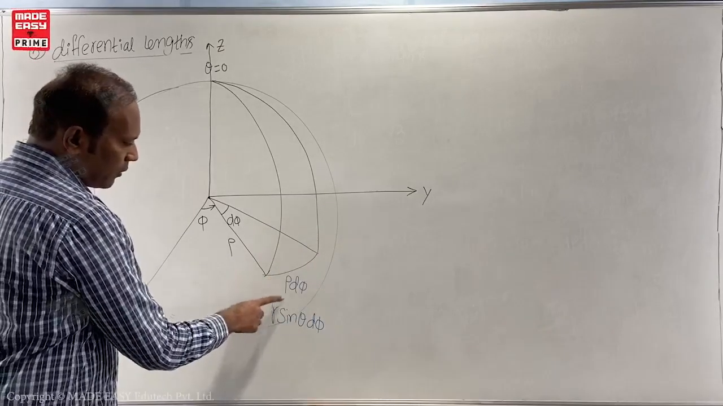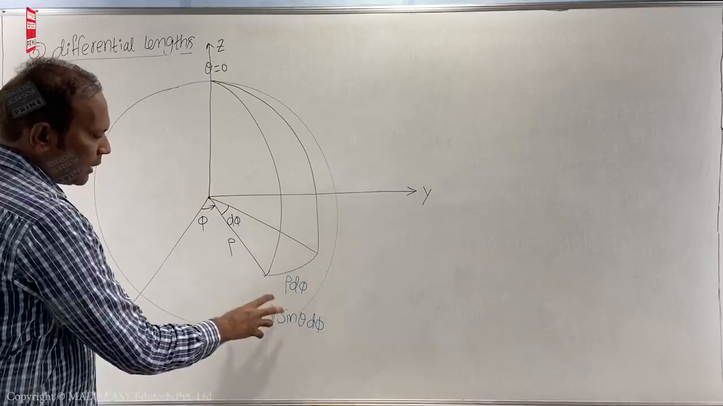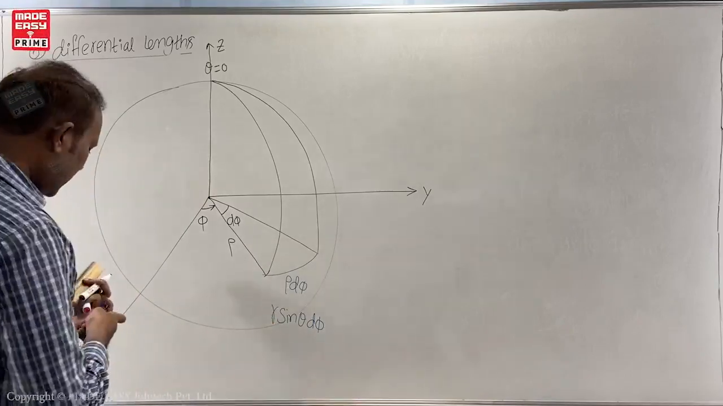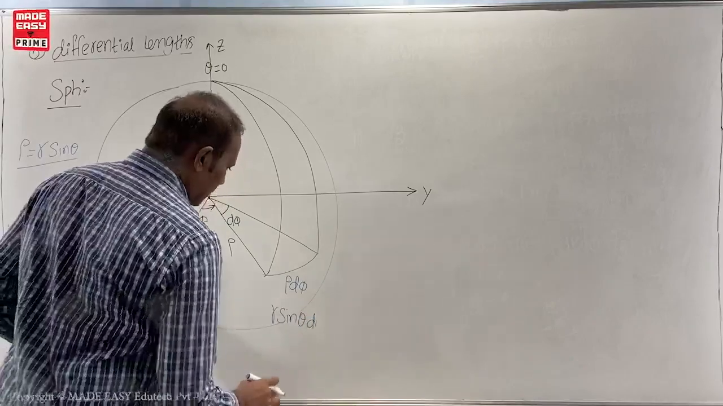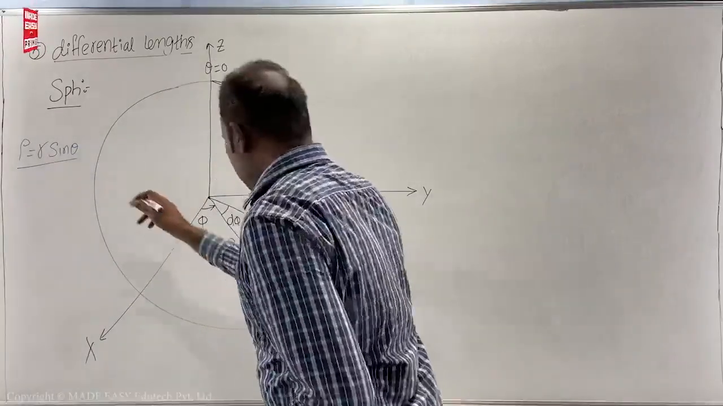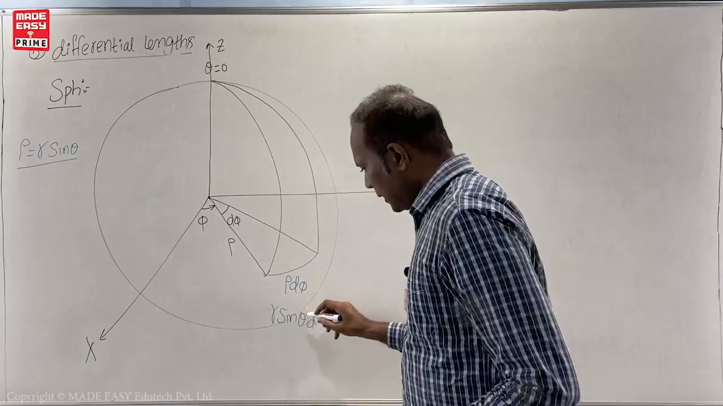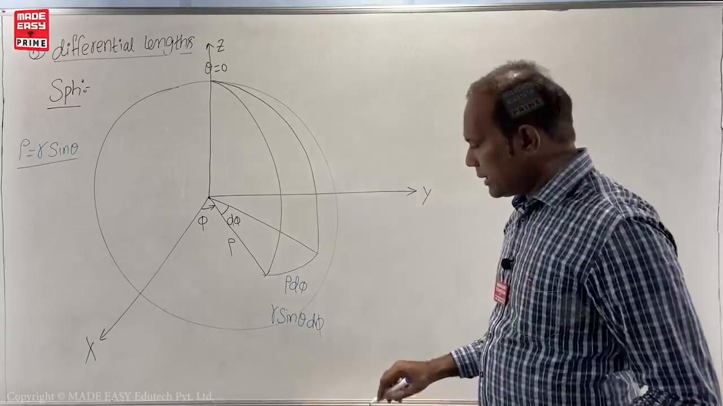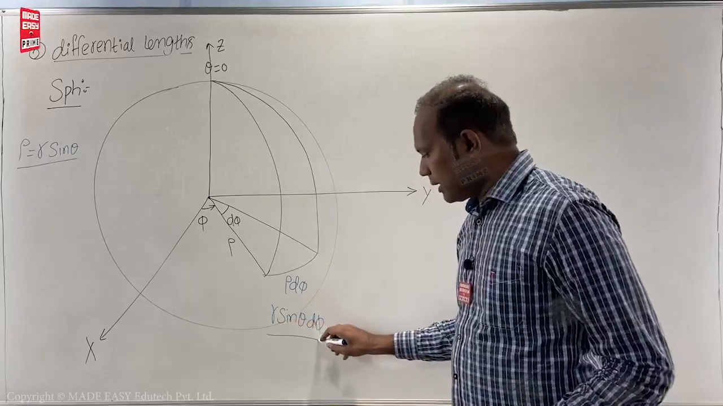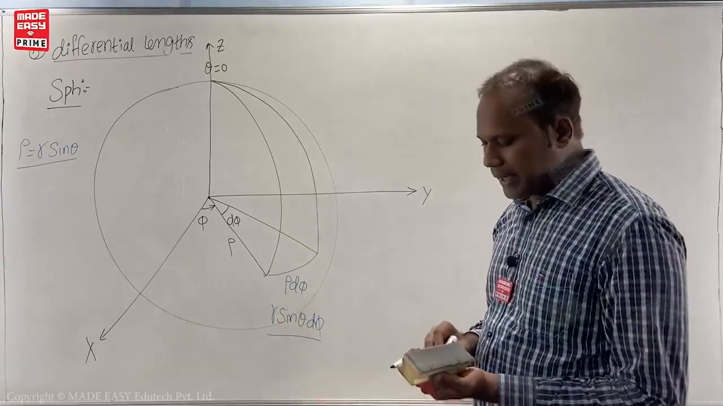In place of rho we have put r sin theta. That means r sin theta, it is not pi. So r sin theta. Okay, so in place of rho we put r sin theta, that is correct. Here d pi is there. Now in spherical coordinate system, this is the equation of the differential length in pi direction.